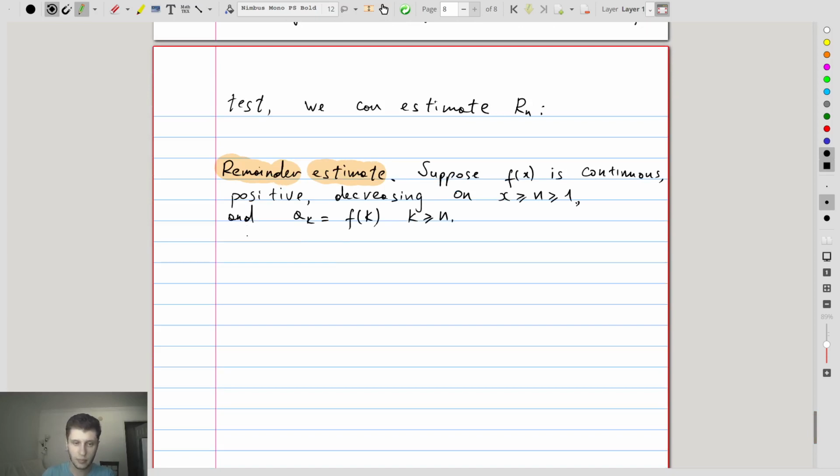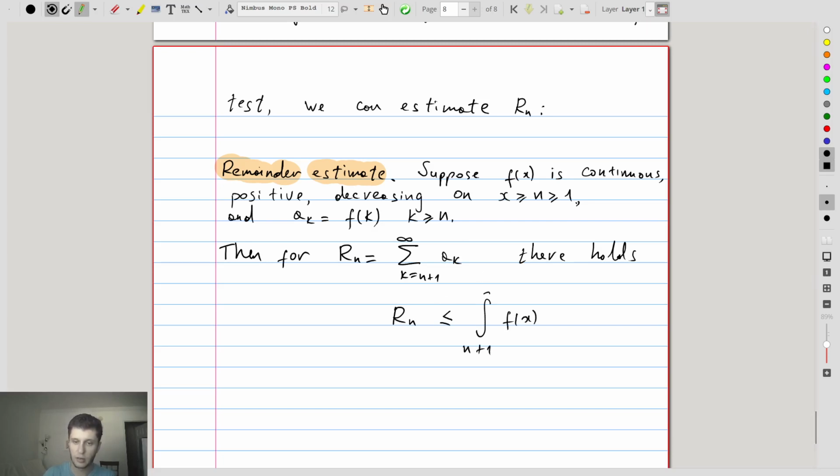Okay, then for R_n, given by this formula, the sum for k from n plus 1 to infinity of a_k, there holds: R_n is at most the integral of f of x from n plus 1 to infinity, and at least the integral from n to infinity of f of x.